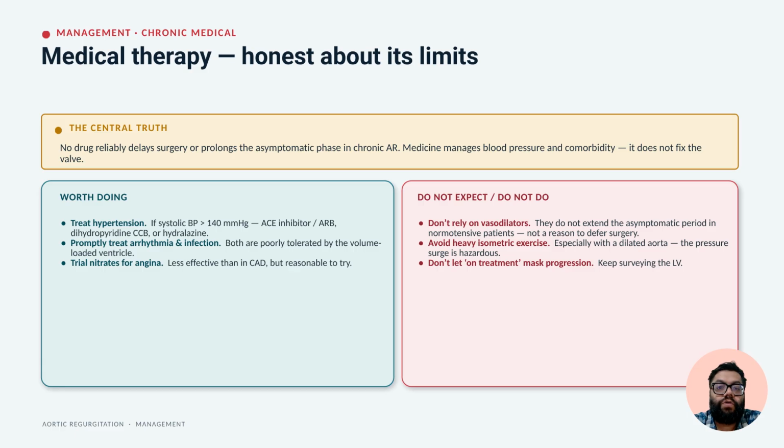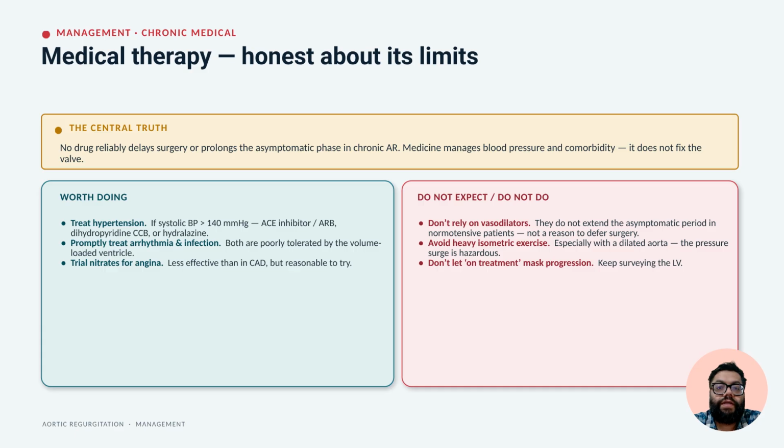Here is where you must be honest with yourself and with the examiner. In chronic aortic regurgitation, medical therapy is supportive, not disease modifying. The banner says it plainly. No drug reliably prolongs the asymptomatic phase or postpones the operation in a patient whose blood pressure is normal.